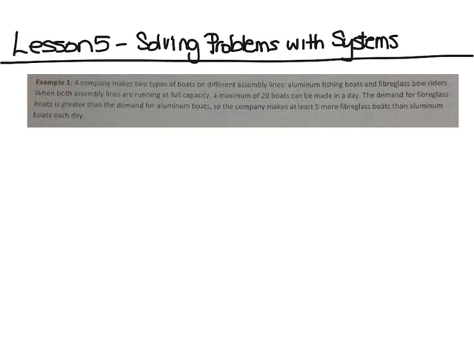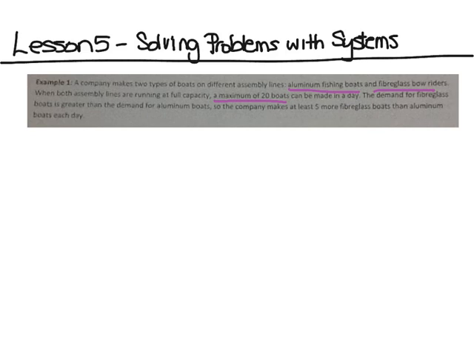Lesson 5, Solving Problems with Systems of Linear Inequalities. Example 1. A company makes two types of boats in different assembly lines: aluminum fishing boats and fiberglass boats. When both assembly lines are running at full capacity, a maximum of 20 boats can be made in a day.